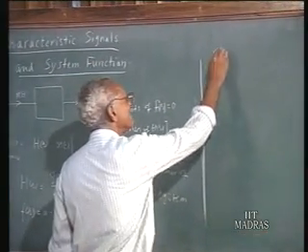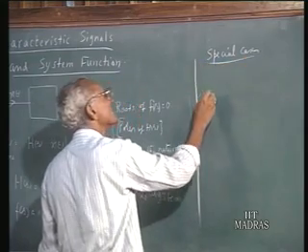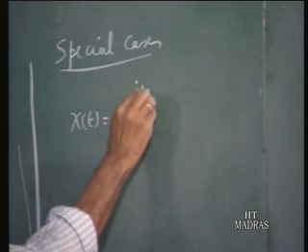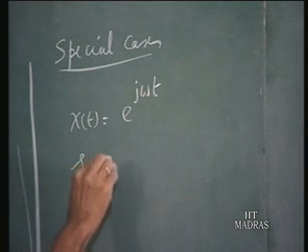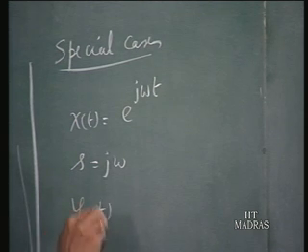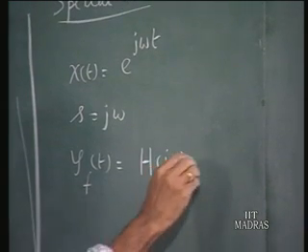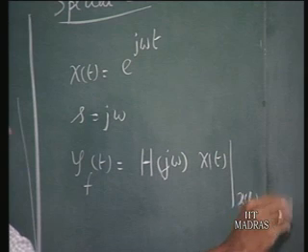In special cases, it often turns out that we would like to have x of t of the form e to the power of j omega t. This is a special case of x of t being e to the power of st. If x of t is e to the power of j omega t, that means we are taking s equals j omega, in which case the forced response will be H of j omega times x of t, where x of t is e to the power of j omega t.